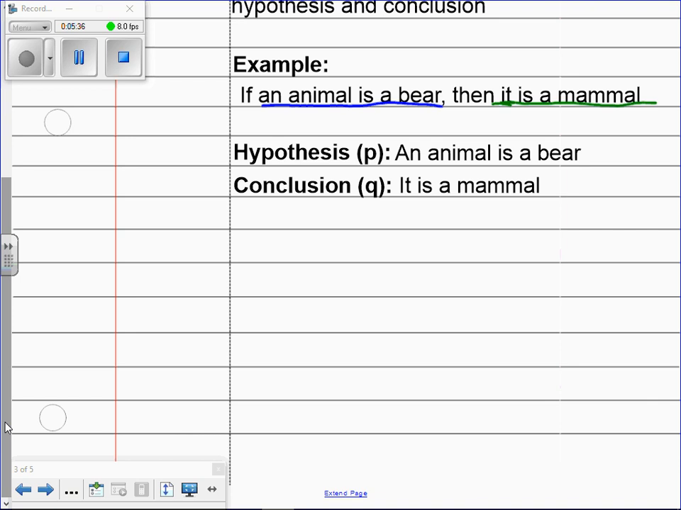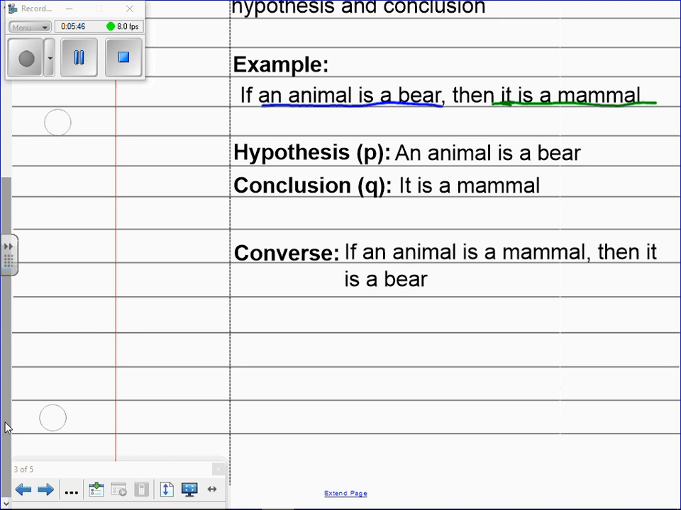So now if we had to do the converse, we need to make sure we can do that. Now we want to take the hypothesis and the conclusion and switch the order. And so we said if an animal is a mammal, then it is a bear. Remember that it and animal are interchangeable. Okay? So if it is the animal is a mammal, then it is a bear. And that's how we switch it. And so remember that's the Q then P.